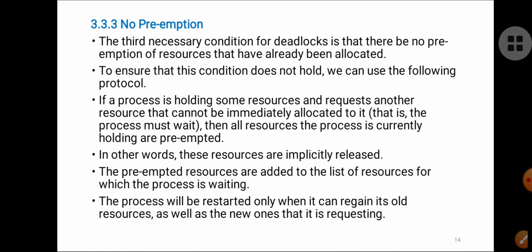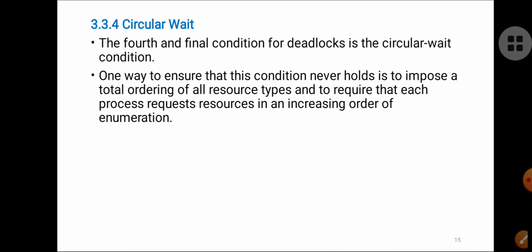If a process is holding some resources and requests another resource that cannot be immediately allocated to it, then all resources the process is currently holding are preempted. It means that these resources are implicitly released. The preempted resources are added to the list of resources for which this process is waiting. The process will be restarted only when it can regain its old resources as well as the new ones that it is requesting.